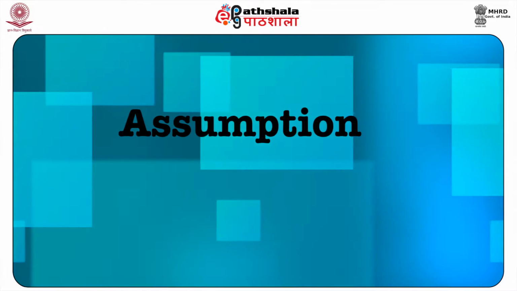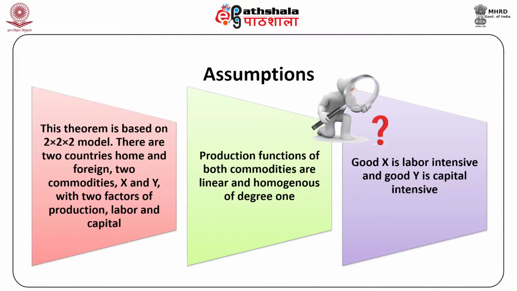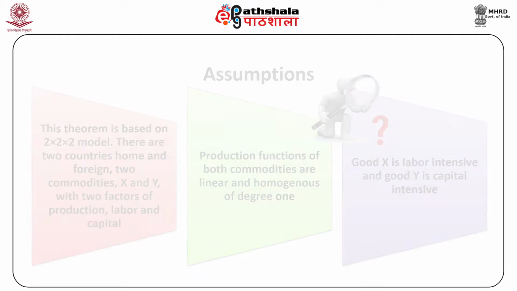Assumptions. This theorem is based on several assumptions. This theorem is based on 2 by 2 by 2 model. There are two countries, home and foreign, two commodities, X and Y, and two factors of production, labor and capital. Production functions of both commodities are linear and homogeneous of degree 1. Good X is labor intensive and good Y is capital intensive.